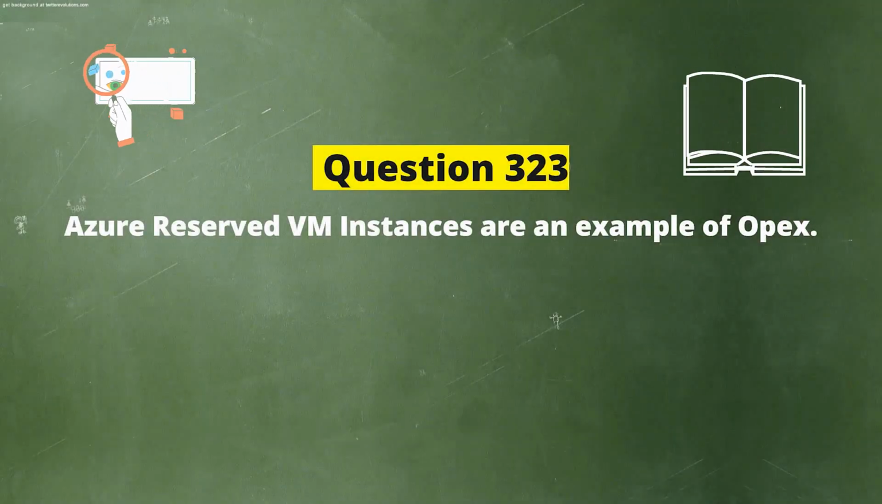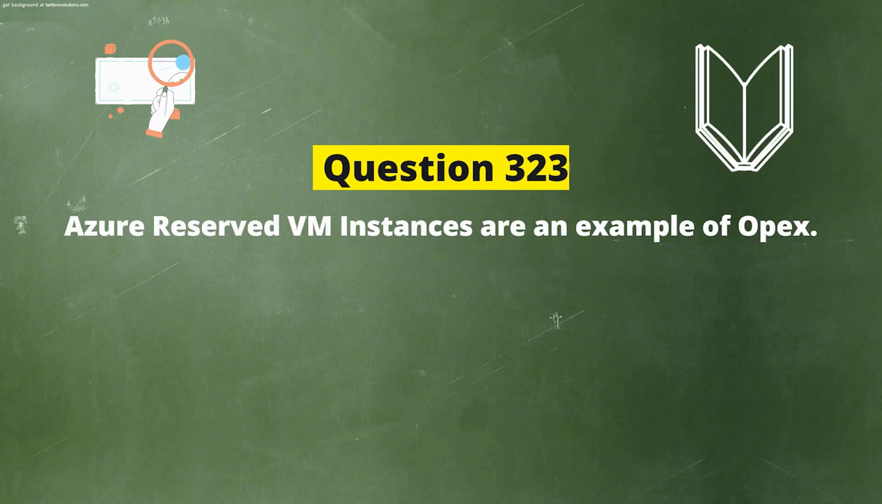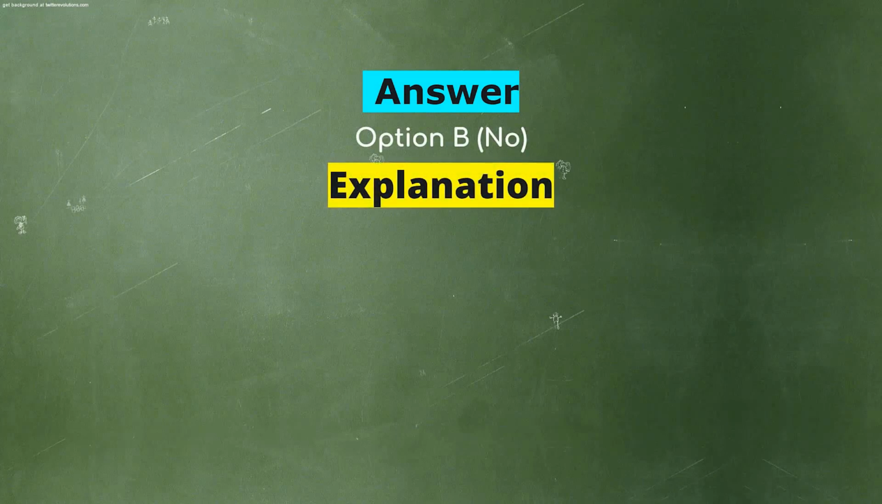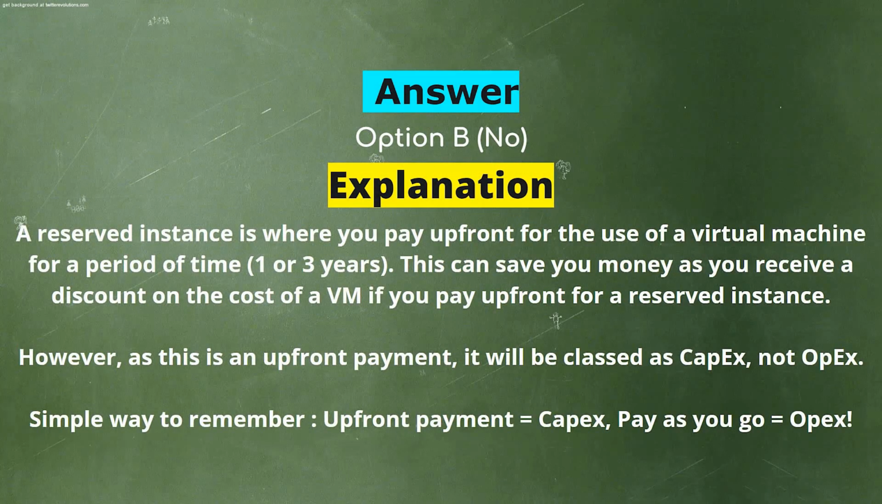Next question. Azure reserved VM instances are an example of OpEx. Is it yes or no? And the correct answer is, it is no. Explanation. A reserved instance is where you pay upfront for the use of a virtual machine for a period of time, 1 or 3 years. This can save you money as you receive a discount on the cost of a VM if you pay upfront for a reserved instance. However, as this is an upfront payment, it will be classed as CapEx, not OpEx.